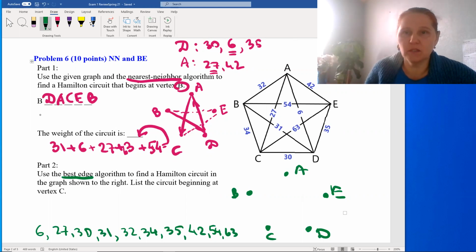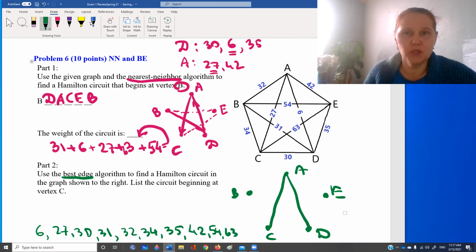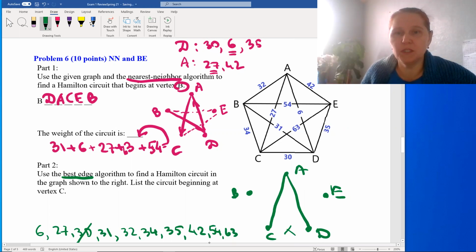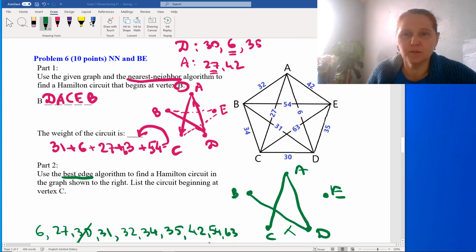The best has the weight 6, and this is AD. This is the first edge we choose. The second, with the weight 27, is the edge AC. The third, with the weight 30, is CD, and we cannot choose it. We cannot choose this edge. The fourth to try is BD. BD is good. So if you choose CD, you will finish your circle without visiting B and E. Yes, that's why it doesn't work, but BD is good.